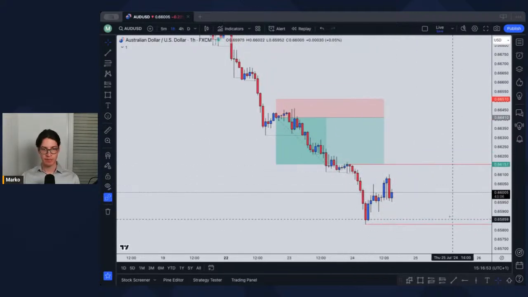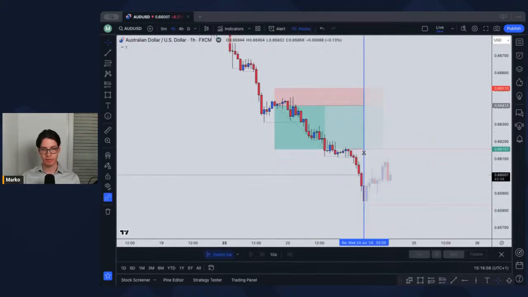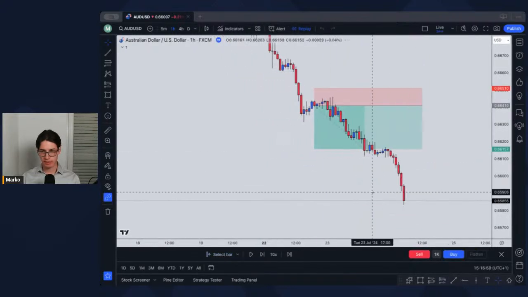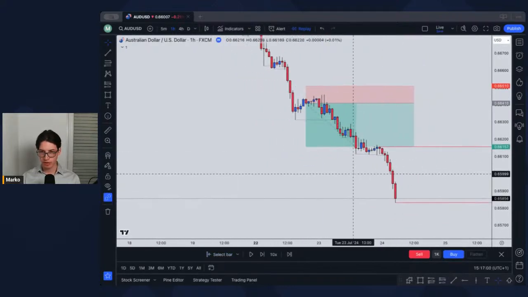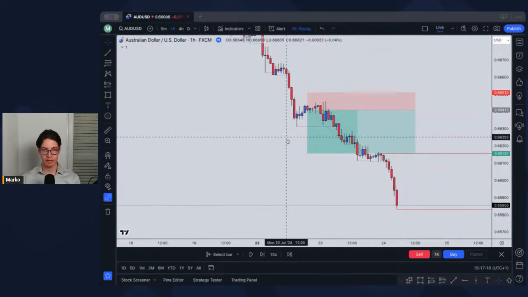And yeah, then we had a big move down during the night. I think this happened very early in the morning. Great trade. Thank you. Were you looking at this sell setup? Did you take any trades? Or did you stay out because of the wick?